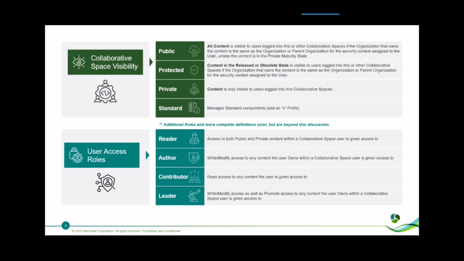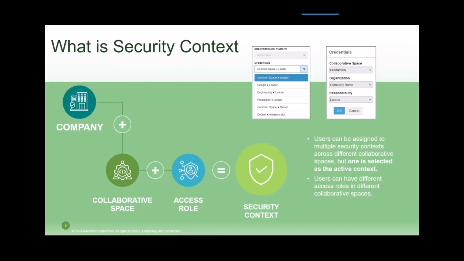User access roles: there's a reader, author, contributor, and leader. Now, there's also owner, and owner and leader can be combined together as one role or separated based on your preferences. I won't go through all the definitions, but understand there are four different roles, and these are not your licenses, but the roles you play in the different collaborative spaces.